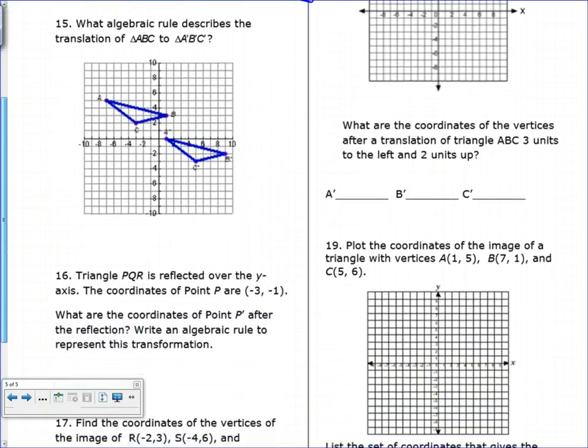Number 15. What algebraic rule describes the translation of triangle ABC into triangle A'B'C'? So we're going to look at our triangle, pick a pair of points, and find out how they move. So I'm going to go from B down here to B prime. So over 1, 2, 3, 4, 5, 6, 7, 8. So we went right 8 and down 1, 2, 3, 4, 5.